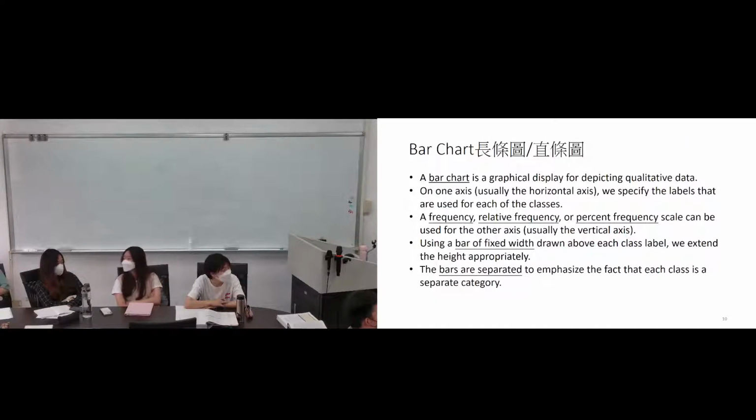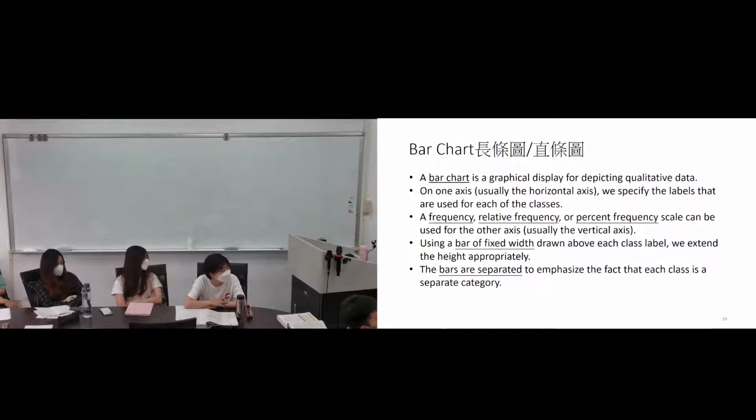And then we can use the bar chart to display the categorical data. So what's the bar chart? It is a graphical display for depicting qualitative data. On the horizontal axis, we specify the labels that are used for each of the classes. On the vertical axis, we display frequency, relative frequency, or percent frequency. Also we use a bar of fixed width drawn above each class label, and then we extend the height appropriately.